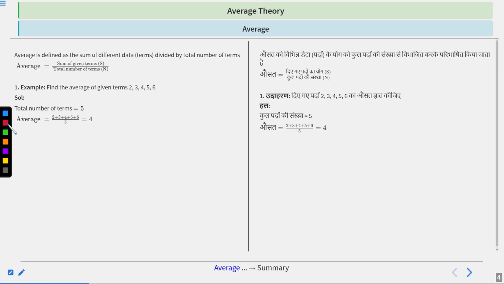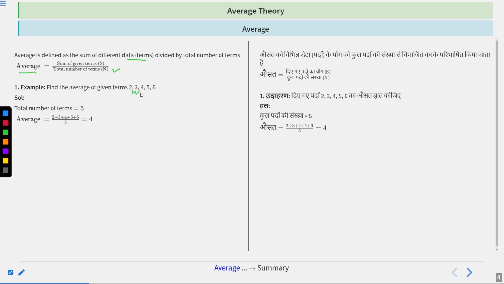Now see the formulas. What is average? Average is defined as the sum of the different data or terms, divided by the total number of terms. So we can say that average will become the sum of the given numbers upon the total number of terms, n. Clear?